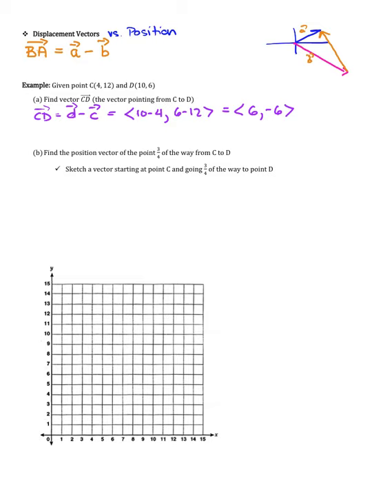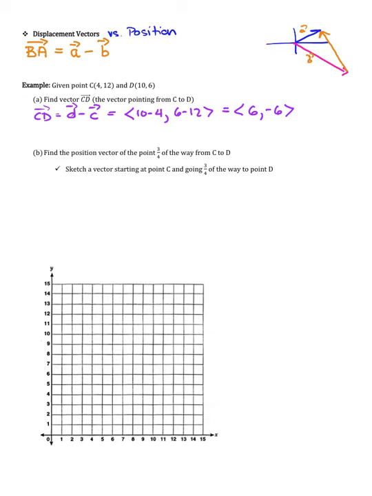All right. Now, we want to find a position vector of a point that is 3/4 of the way from C to D. This gets a little bit tricky, all right? So how would we work this out? Oh my gosh, this is so much harder on a video than just doing it in person. Sketch a vector starting at point C.